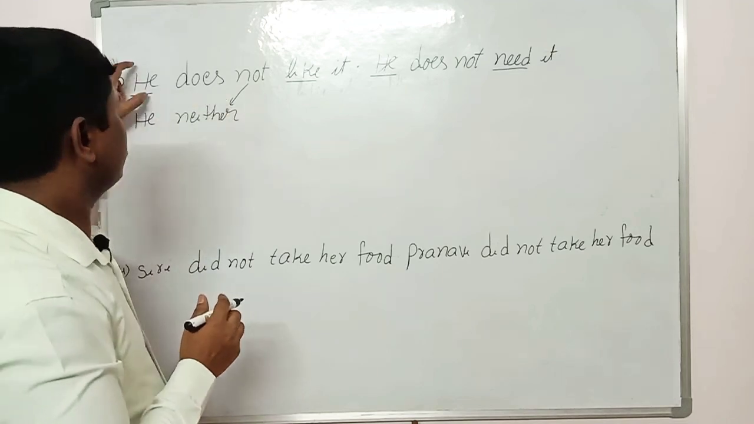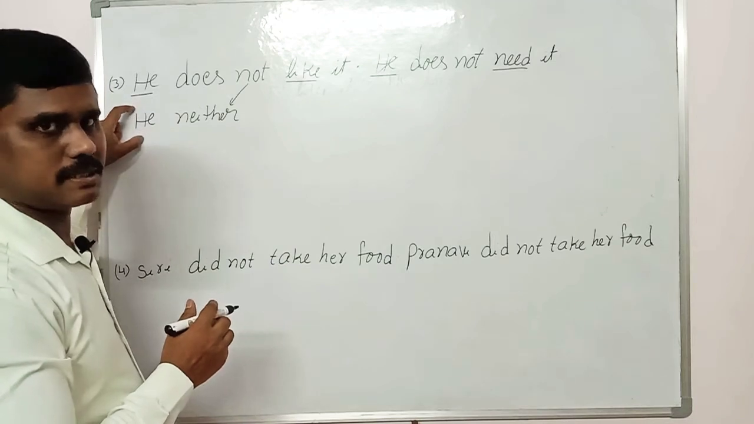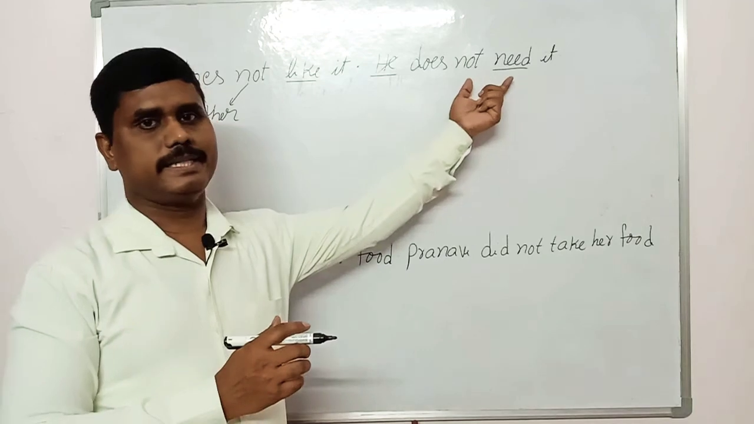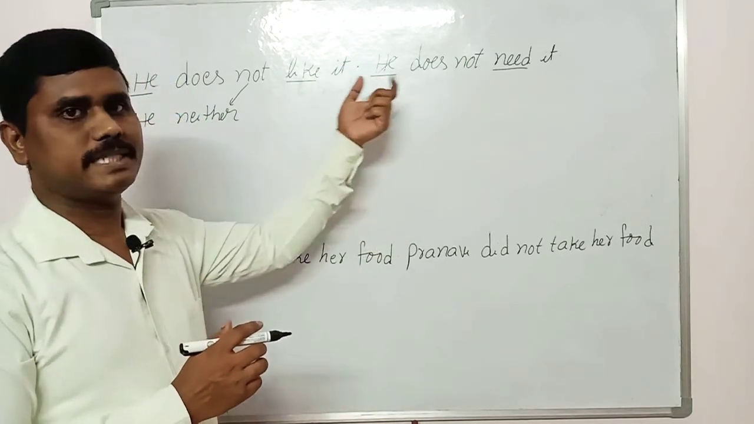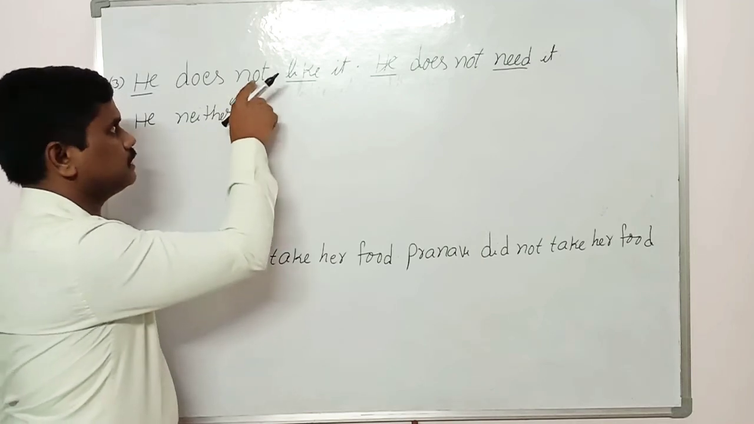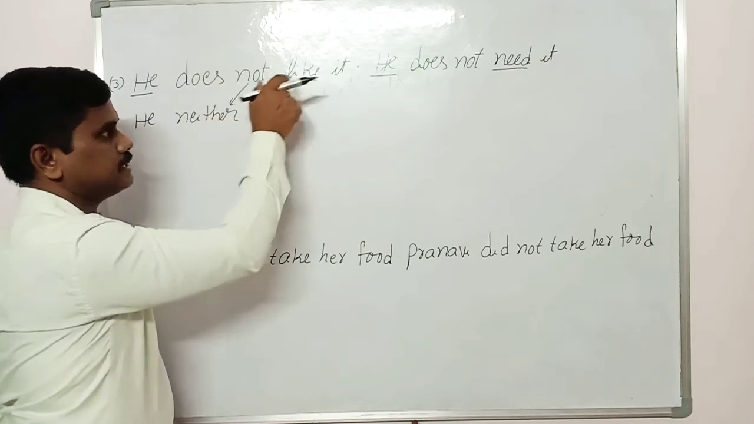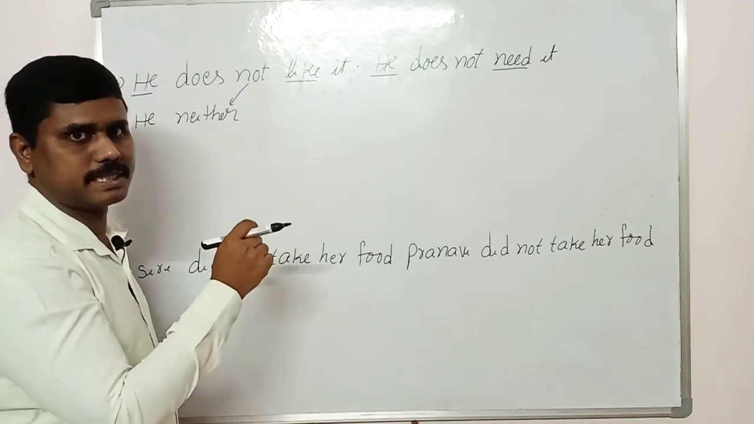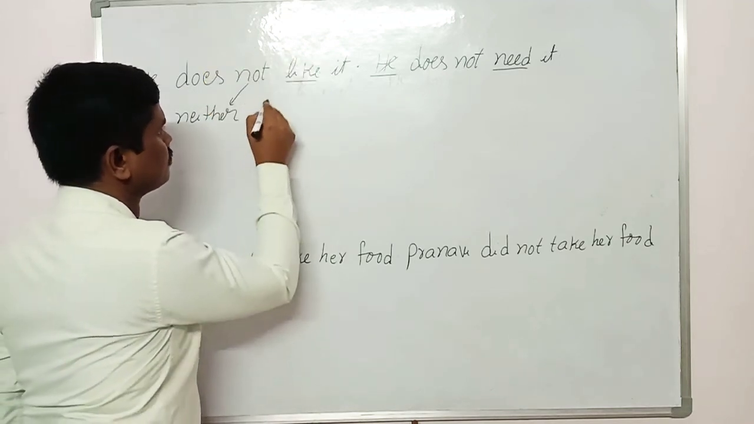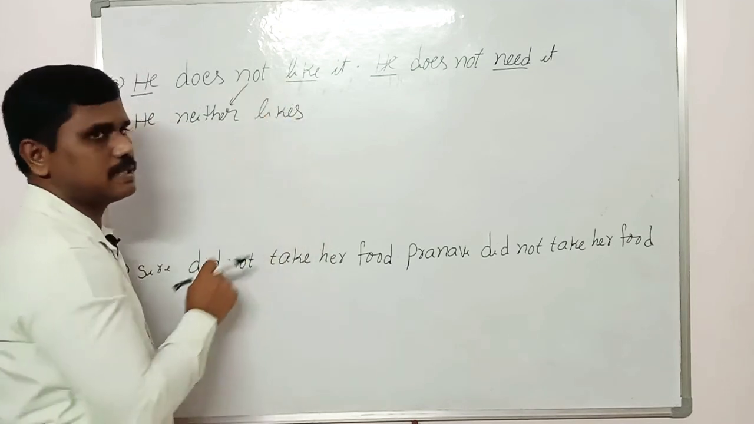Here, look, when two subjects are the same, we write the subject first. Then the verb is different. Here like, here need. When the two verbs are different, we begin with neither and then we write the verb. So this negative word changes to neither. Does like, this is the verb. That means simple present tense, verb 1, yes. Does like changes to likes.